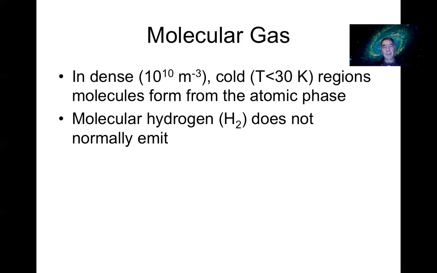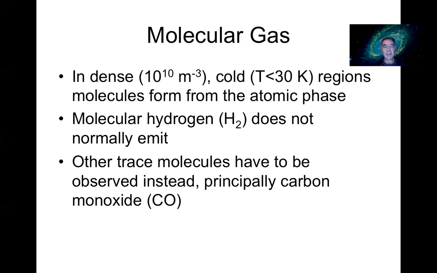But in order for it to emit, you need to have an asymmetric charge distribution across your molecule. Whereas H2, as you'd imagine, has just the same charge on each end, so it's not asymmetric, so it does not emit. So we need to find another molecule that does. We need to find an asymmetric molecule that is reasonably abundant that we could observe instead. And I'm just going to highlight one of them, which is carbon monoxide.